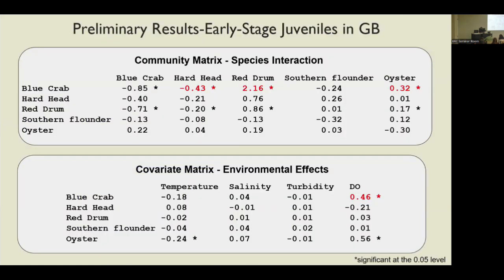So our preliminary result for early stage blue crab in Galveston Bay shows hardhead catfish exerts strong predation pressure on blue crab. In contrast, we do see positive interaction between red drum and oyster with the blue crab abundance. And we also observe dissolved oxygen has a positive impact on early stage blue crab.